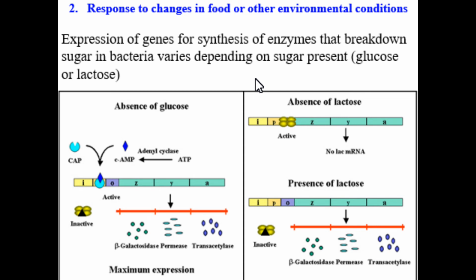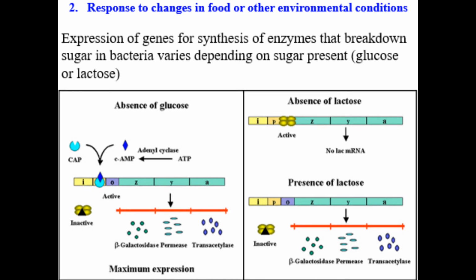And as I said before, it could be temperature. When it's a certain temperature, certain genes are expressed and at other temperatures they're not. Oxygen could have an influence on gene expression. pH, a number of different environmental factors turn on some genes and turn off other ones.